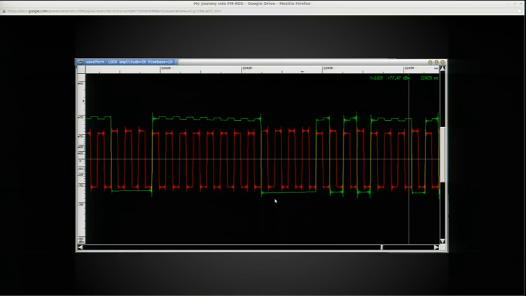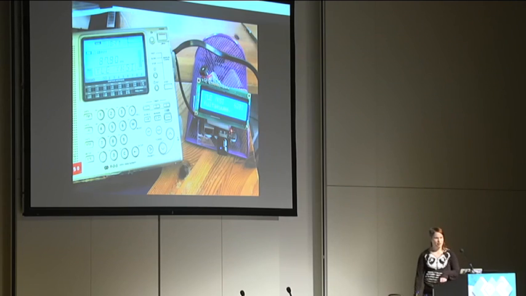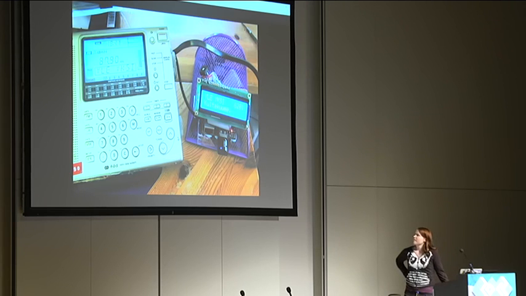Afterwards, I also made a Raspberry Pi version of all this. So the Perl code is actually running on my Raspberry Pi and displaying it on a little LCD next to it. But then, okay, this is fun.